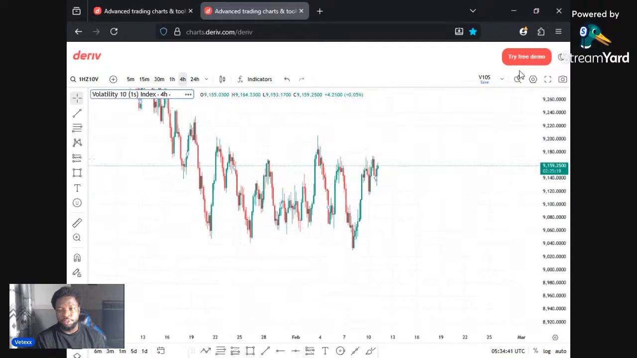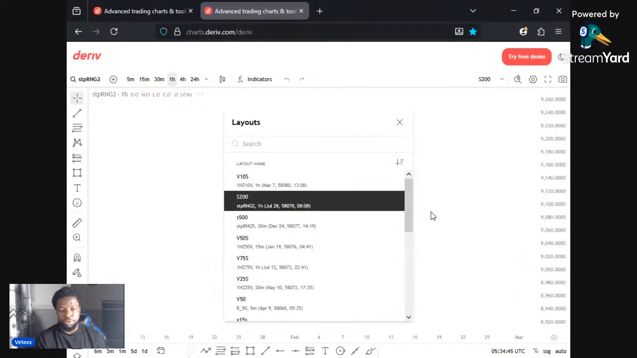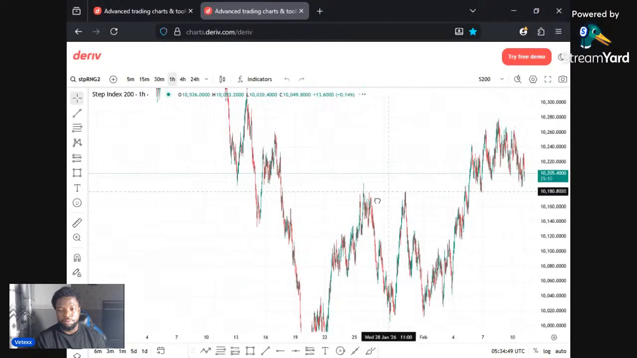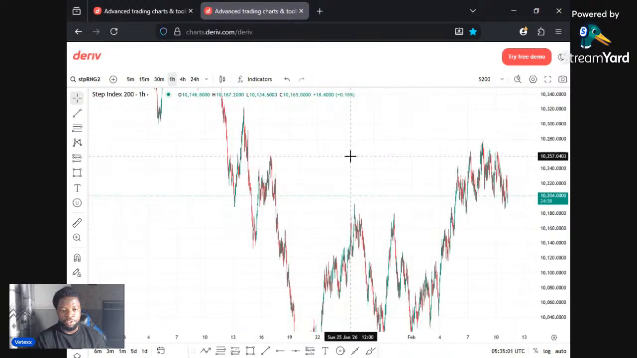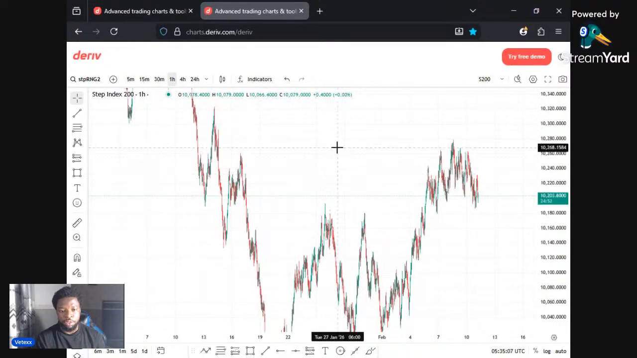All right, so let's check the next pair, which is step 200. What do you have on step 200? Is it buying? Is it selling? Okay, step 200 have this. I can't really see anything on step 200. We don't force setup. I can't really see anything on step 200 at the moment. So I think that we'll let that be.